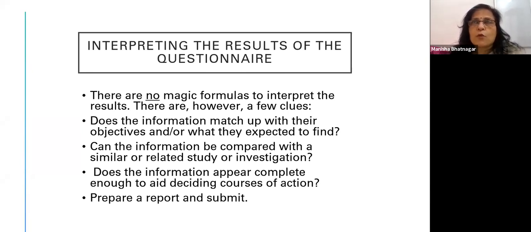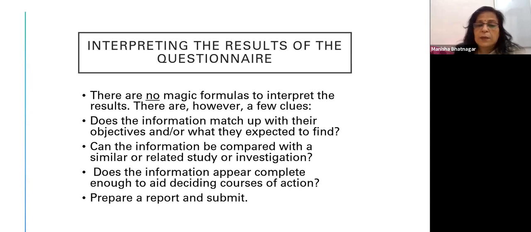As for example happens in the opinion polls when elections are being held, the opinion poll may be telling you something, and through the questionnaires, true or false or whatever closed questions they throw to people, it may be altogether different than what you expect. So, does the information match up with their objectives or what they expected to find? And can the information be compared with a similar or related study or investigation? For example, there are several studies available which have already been done. You can even be comparing it with that.